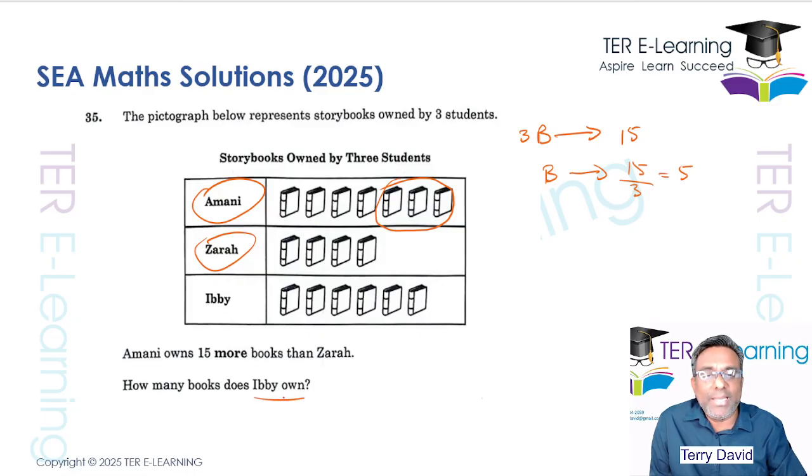How many books did Ibi own? So you have 1, 2, 3, 4, 5, 6. So we just need to take 6 and multiply by 5. So that's going to give us 30 books.